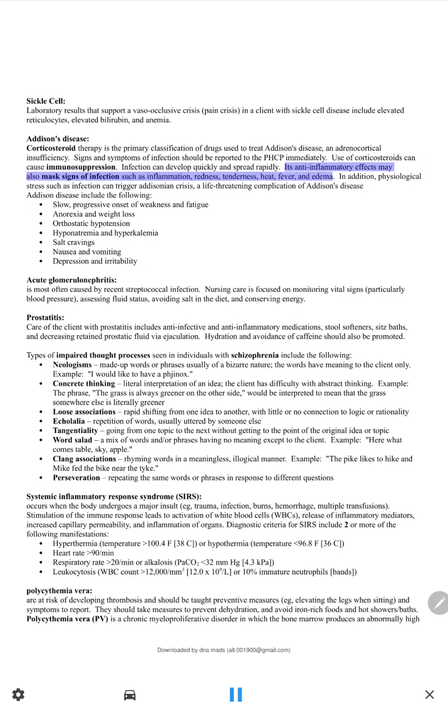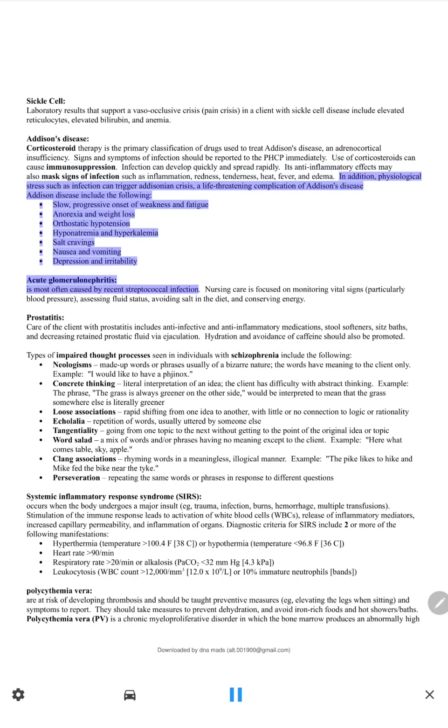Its anti-inflammatory effects may also mask signs of infection such as inflammation, redness, tenderness, heat, fever, and edema. In addition, physiological stress such as infection can trigger Addisonian crisis, a life-threatening complication of Addison's disease. Signs and symptoms of Addison disease include the following: slow, progressive onset of weakness and fatigue, anorexia and weight loss, orthostatic hypotension, hyponatremia and hyperkalemia, salt cravings, nausea and vomiting, depression and irritability.